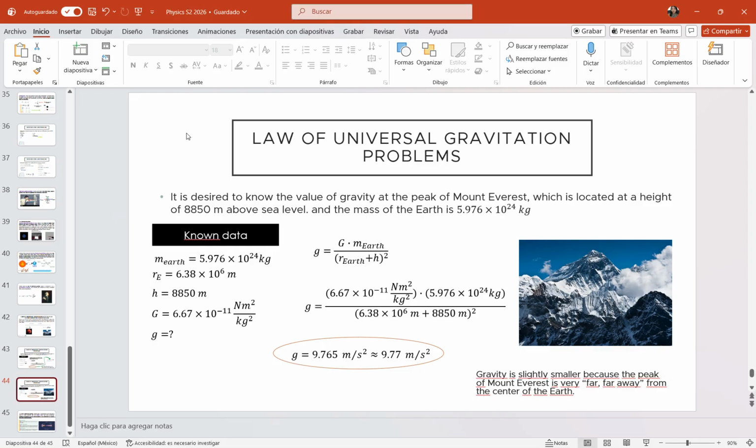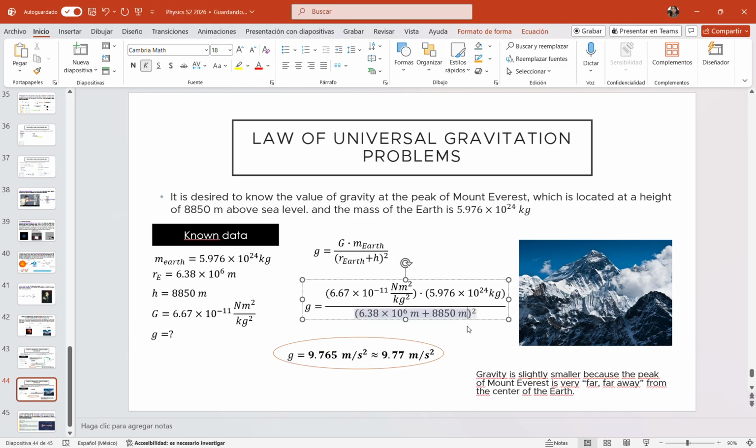It is desired to know the value of gravity at the peak of Mount Everest, which is located at a height of 8,850 meters above sea level, and the mass of the Earth is the same one as we saw before. We must use this formula that includes the gravitational constant, the mass of the planet, the radius of the planet, and the height, which compose the total distance that must be squared. Okay, we must only replace the data, and we can find our final answer, which is 9.77 meters per second squared.